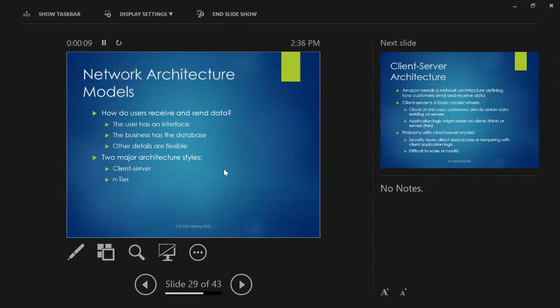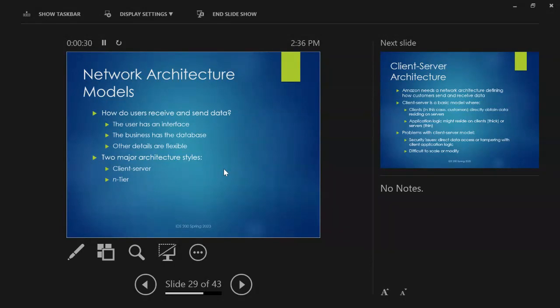Network architecture models. That's our thing. So, right? Question. How do users send and receive data? Well, if you have some kind of system like Amazon, part of it is going to be that the user has an interface where they do their stuff, right? You go to Amazon.com, you type in the products that you're looking for, you add them to your cart, whatever.